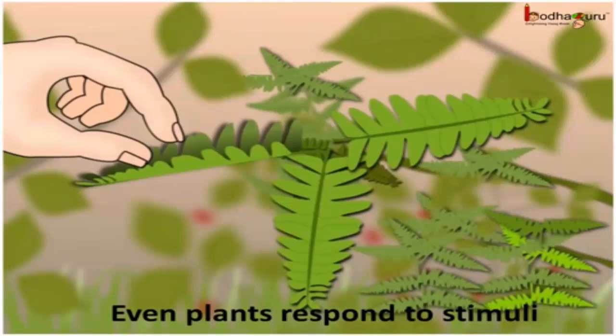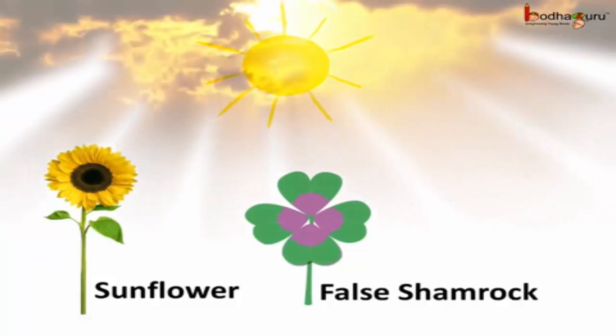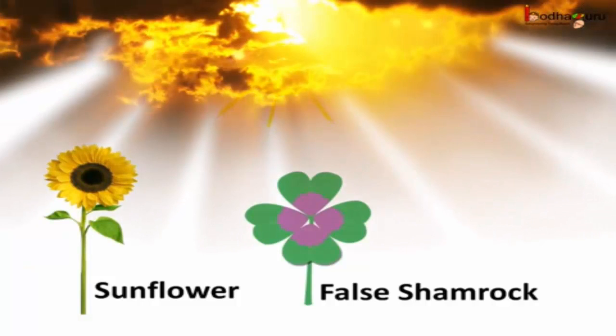You know, even plants respond to the stimuli. If you touch the leaf of a mimosa plant, which is also called touch me not, it folds in response to it. Here, your touch was the stimulus to which the plant responded by closing its leaves. The plants also respond to the sunlight. Generally, they grow towards the sunlight only.